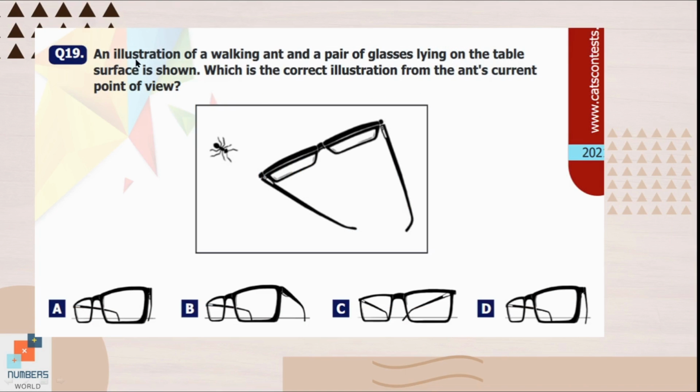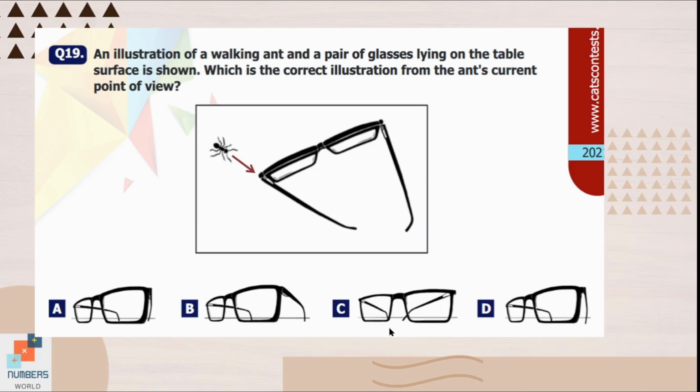Question number 19, an illustration of a walking ant and a pair of glasses lying on the table surface is shown. Which is the correct illustration from the ant's current point of view? So we can clearly see the ant is standing almost in front of one arm of the glasses. So options B and C are surely not our answers.